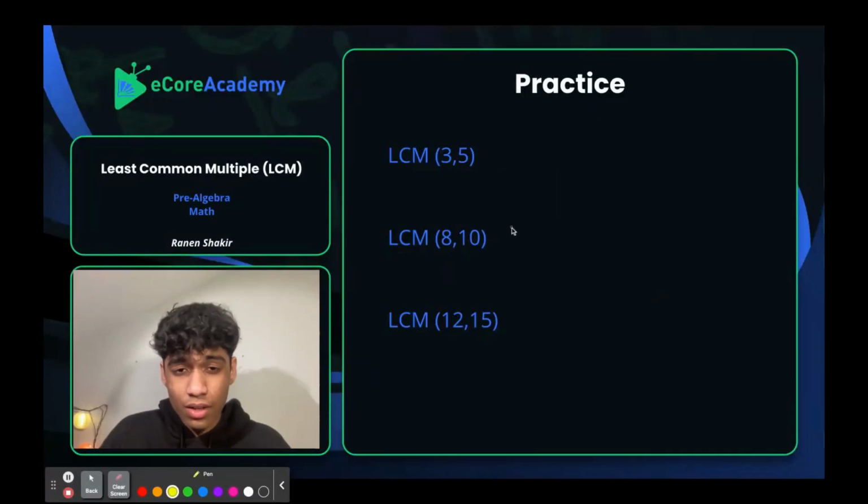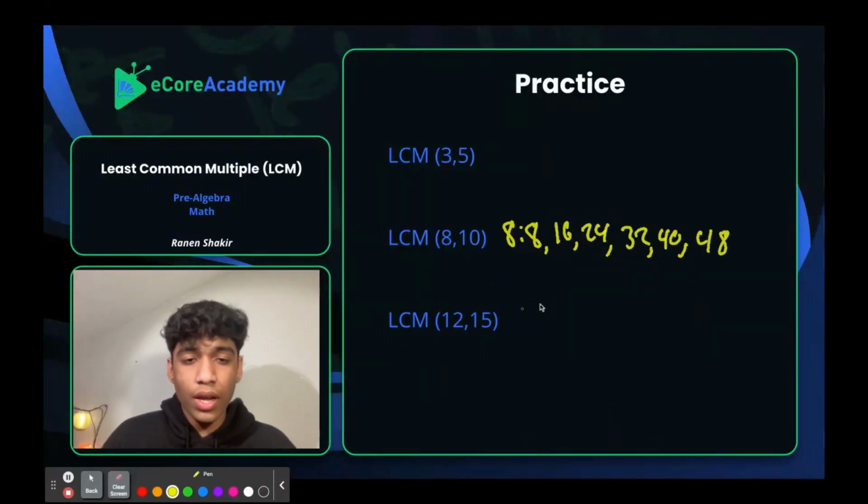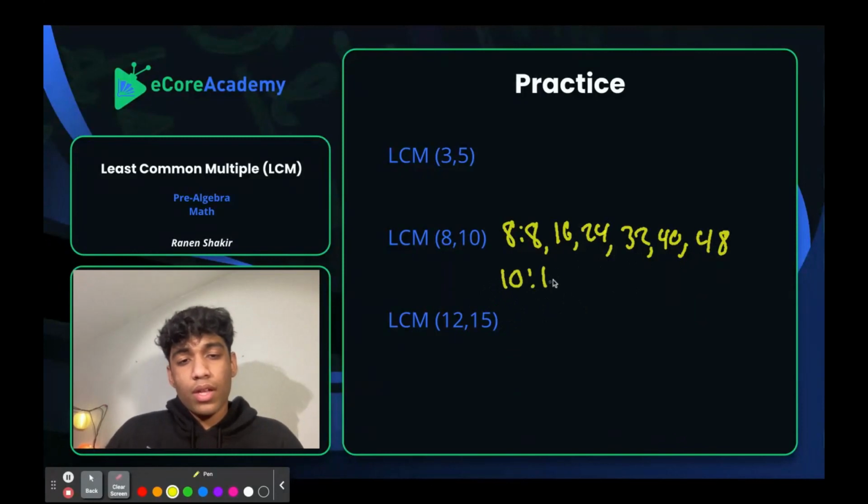So if you have 8 and 10, let's write out the first 5 multiples of 8 once again. We'll have 8, 16, 24, 32, 40. Let's just add one more, 48. Then for 10, we'll have 10, 20, 30, 40, 50.